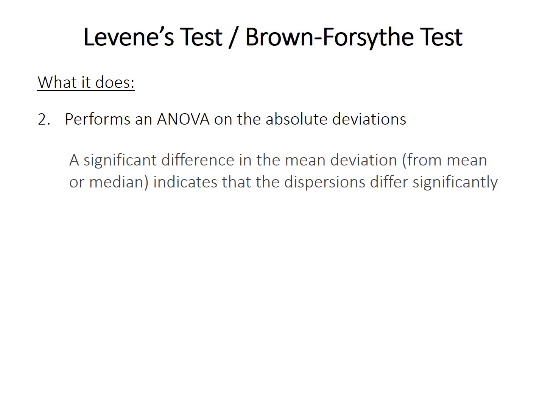So after converting each point from the raw value to the absolute deviation, the method then performs an ANOVA on those absolute deviations. Basically, if one sample or more than one sample has larger absolute deviations than the other ones do, you're likely to get a significant ANOVA result. And using our sort of parallel, that is indicative of significantly different dispersion.